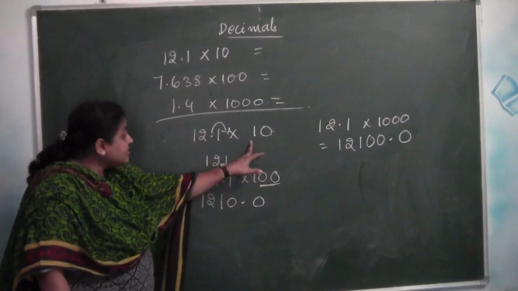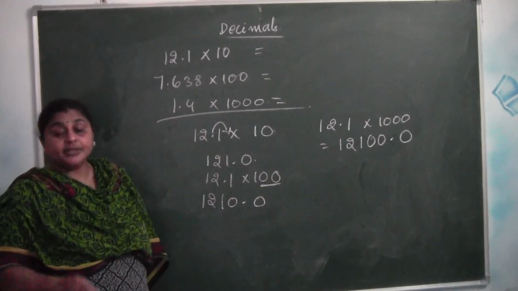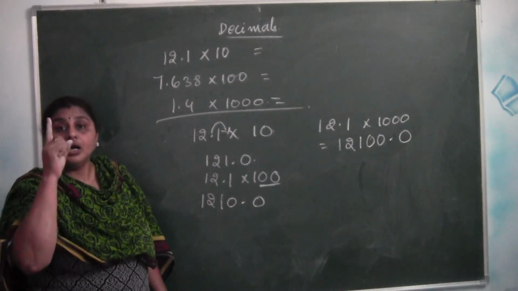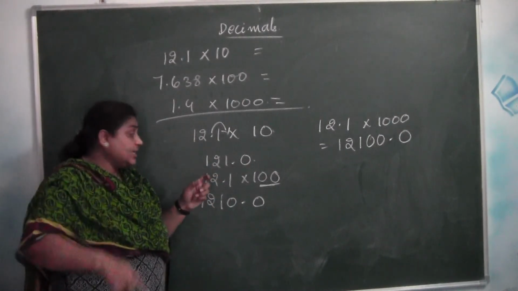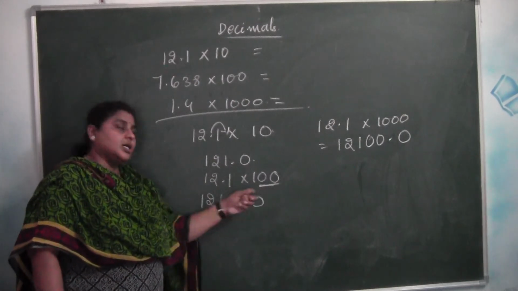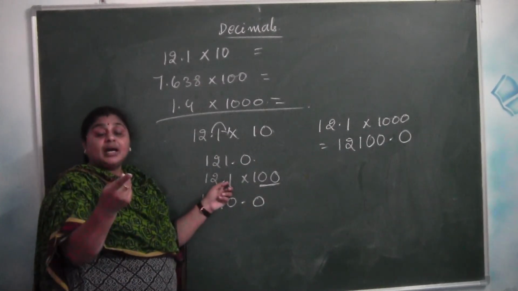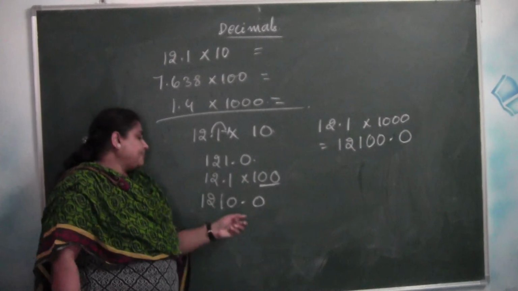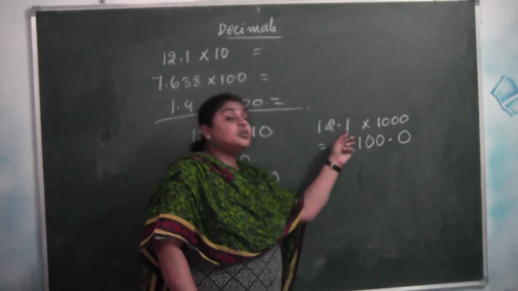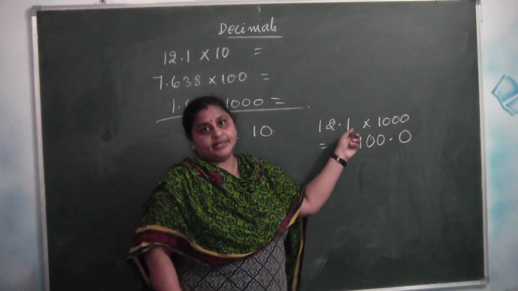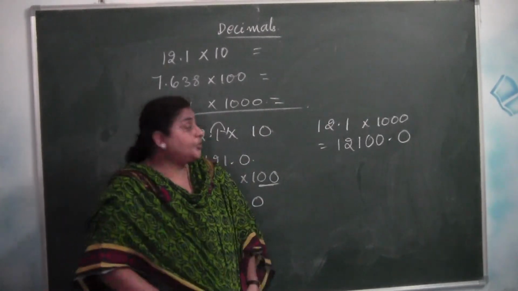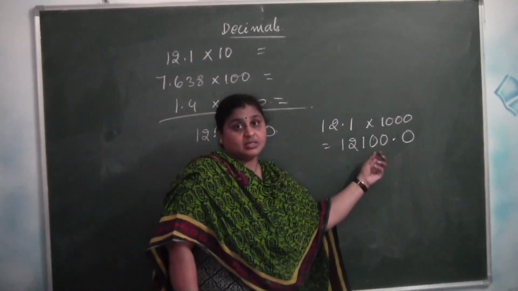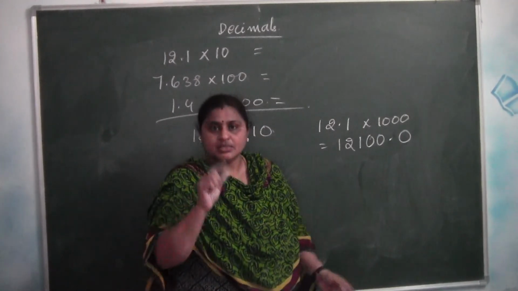So if I have 1 zero, the decimal point will jump after 1 digit. That is forward, children. If I have 2 zeros, the decimal point will jump after 2 digits. If I have 3 zeros, after 3 digits. So when we do not have enough number of digits, what are we doing? We are adding the zeros.